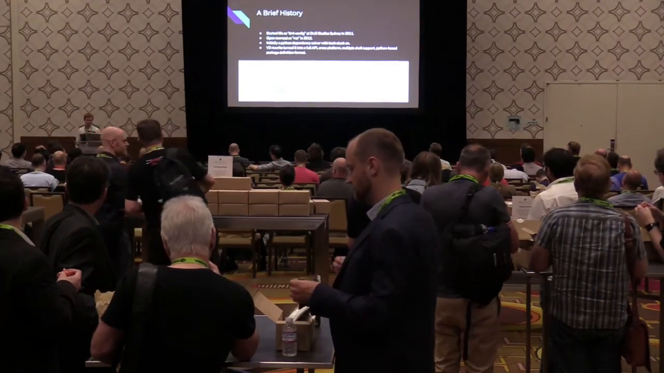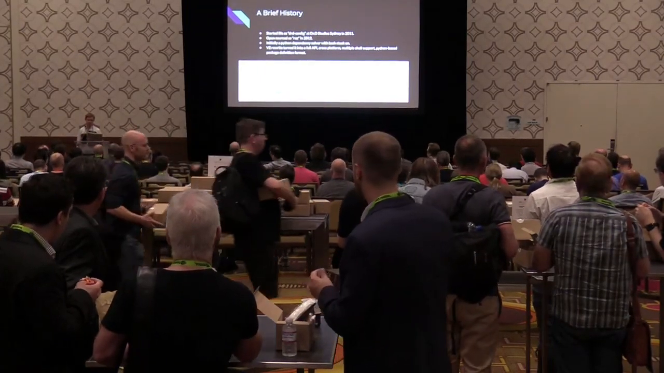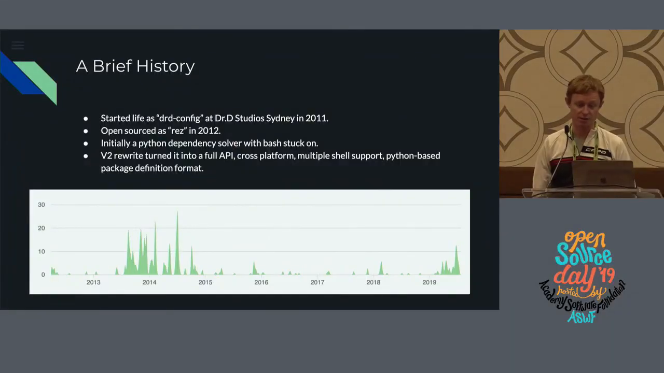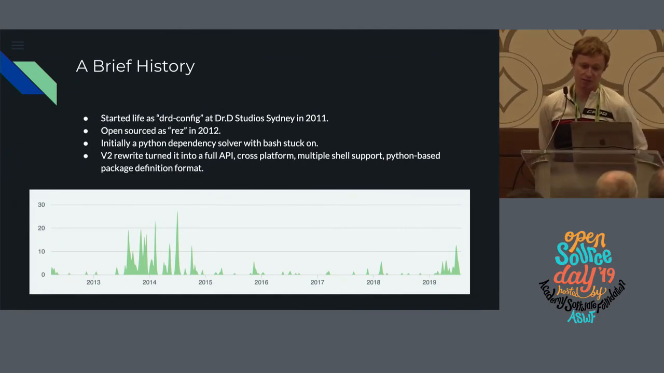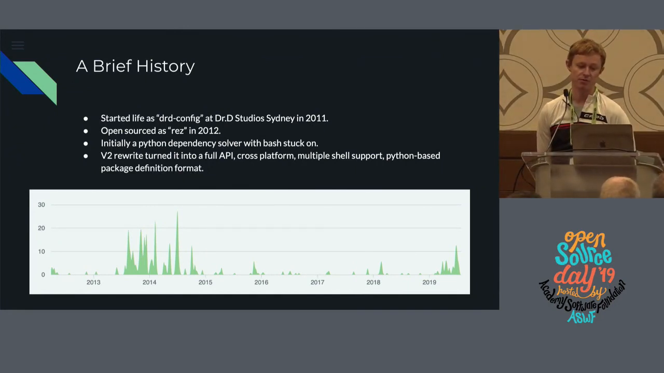All right, so very briefly, a history of the project. It started life at a studio in Sydney called Dr. D. It was called DID Config at the time. It was open sourced and renamed in 2012. The first version was really just the dependency solver written in Python with some bash stuck around it to get it to be useful in a practical way. There was then a version 2 rewrite that was pretty much a complete rewrite that turned it into a full API, all written in Python, cross-platform, multiple shell support, and a Python-based package definition format, which changed things. As you can see, there's a reasonable spike of activity just recently as well, so that's good.